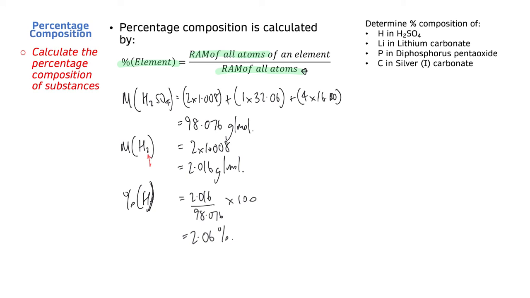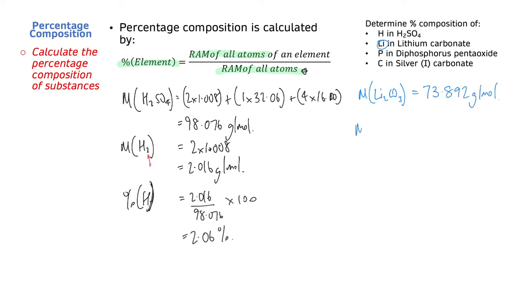Okay, right, let's have a look at the next one, which is the lithium, and we'll do that in a different color, lithium in lithium carbonate. Okay, so it's useful to know what the formula for lithium carbonate is by memorizing all of your ions. But in theory, you should be able to work out the relative atomic mass of this as 73.892 grams per mole.